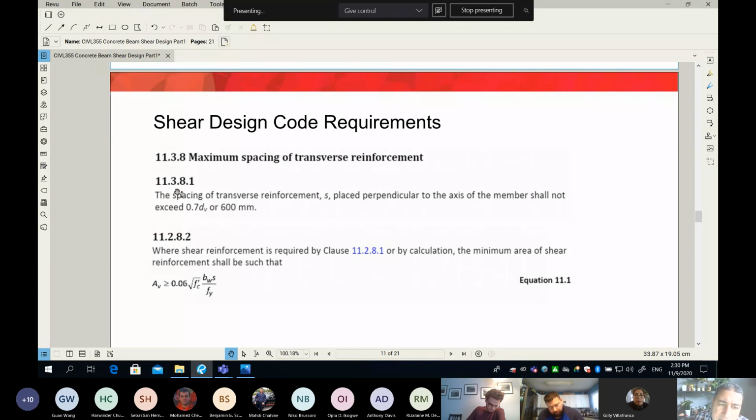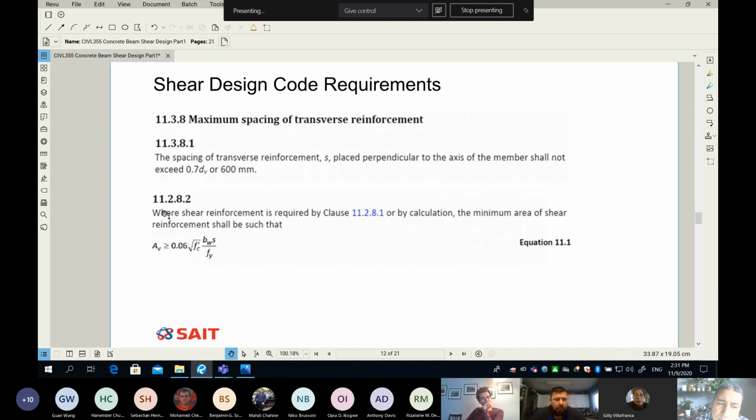Now we can see here on 11.3.8.1, the spacing of the stirrups S placed perpendicular to the axis of the member shall not exceed 0.7 d sub v or 600. So the maximum spacing between the stirrup, we have to estimate two numbers, which is 70% of dv or 600 millimeter, and that will be the maximum spacing between the stirrups. Okay, so that's number one.